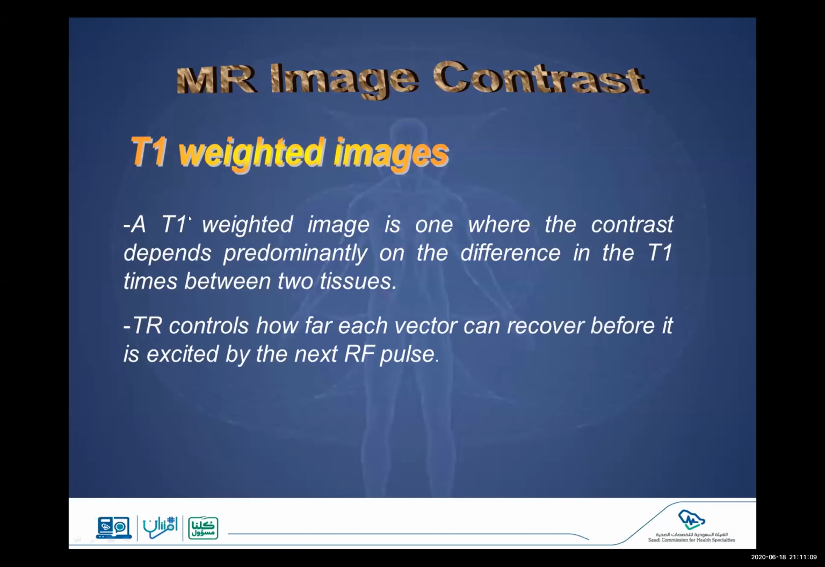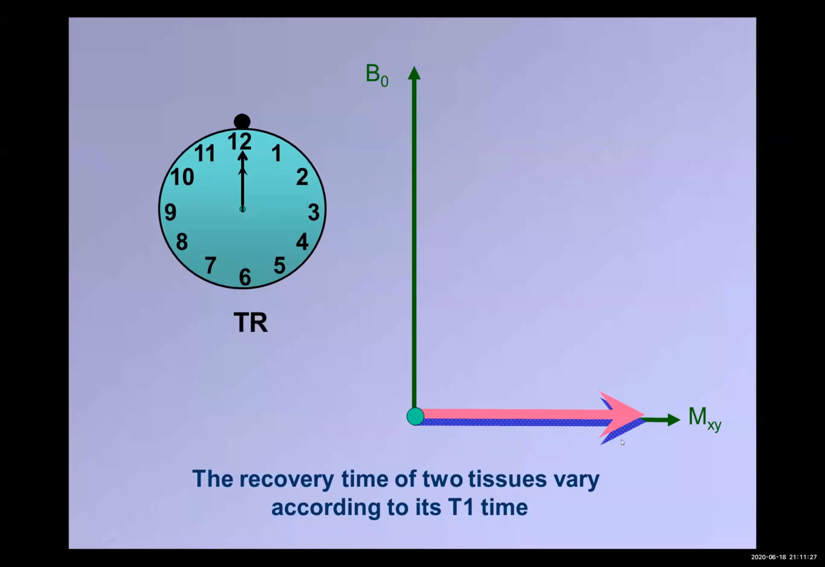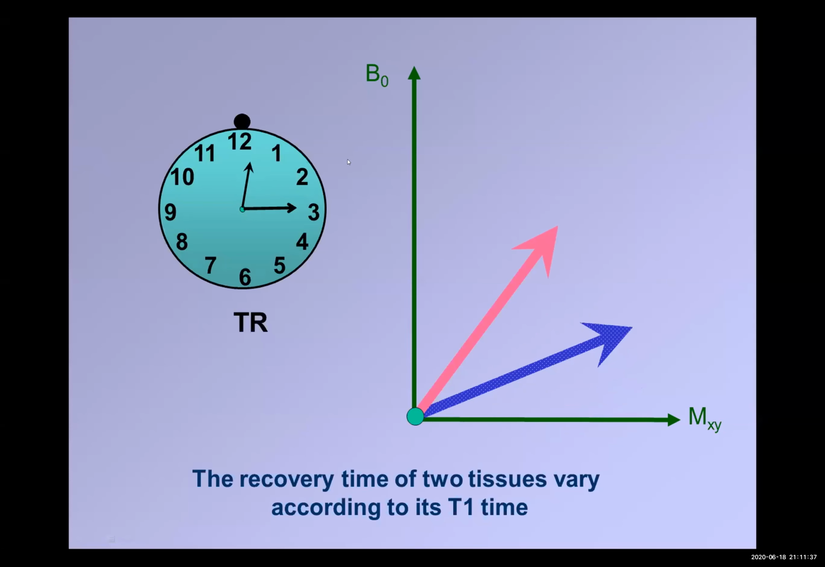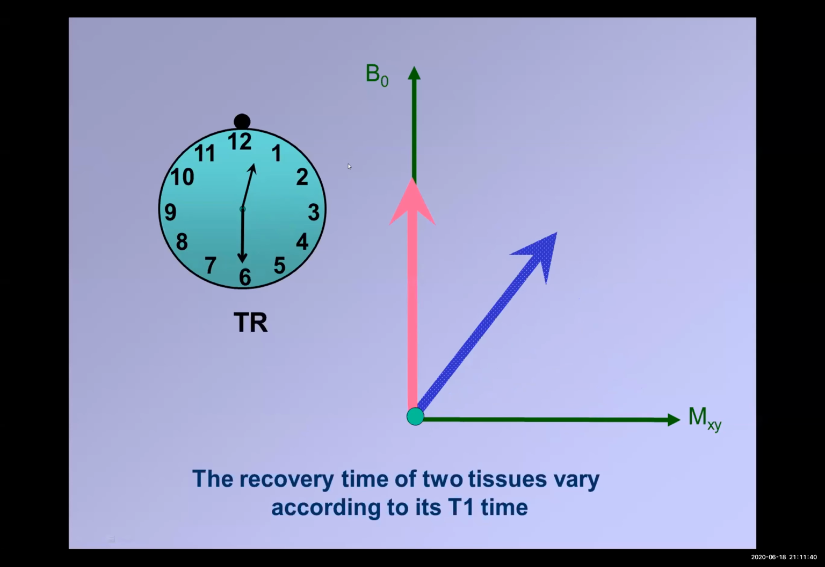T1 weighted images are usually produced by controlling an external parameter, which is TR. TR controls how far each vector can recover before it is excited by the next RF pulse. So I try to draw this. For example, I have tissue A and B, let's say fat and water, or CSF. After each excitation, we know fat recovers so fast. So if I wait too long until both tissues, fat and water, recover, I will not be able to tell which one is faster.